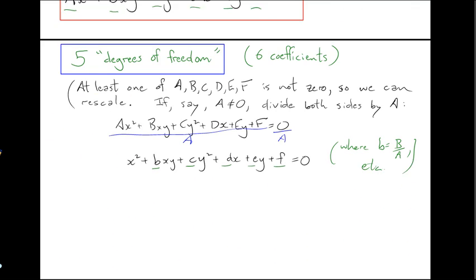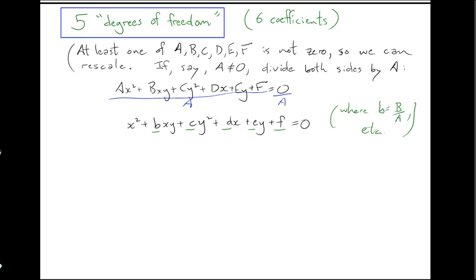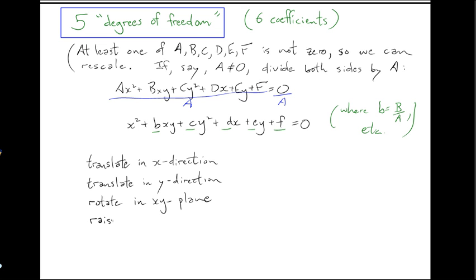So, just to recap here, you could translate in the x direction. That will give 1 degree of freedom. You translate in the y direction. That will give another. You can rotate in the xy plane. You can raise or lower the cone, or you can tilt. 5 degrees of freedom. So you might hear something like 5 points determine a conic. If you were to just Google conic sections or something, you might see that 5 points determine a conic.